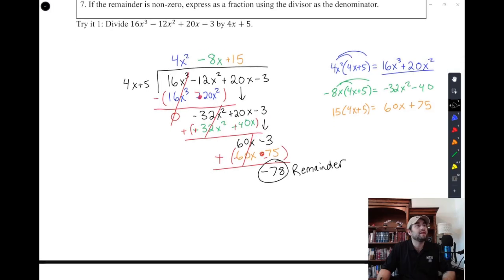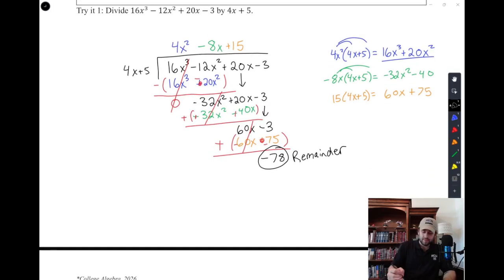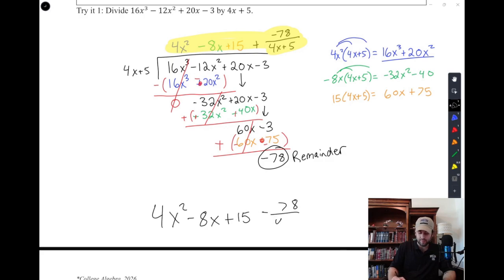And so what we're going to do with that remainder is we're going to come and write it at the top. So we're going to write plus -78 divided by my divisor, 4x plus 5. And so my final answer is up there at the top with the remainder included, written as a fraction added to the whole thing. 4x squared minus 8x plus 15 minus 78 over 4x plus 5.